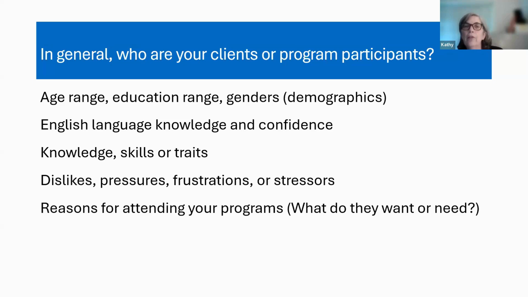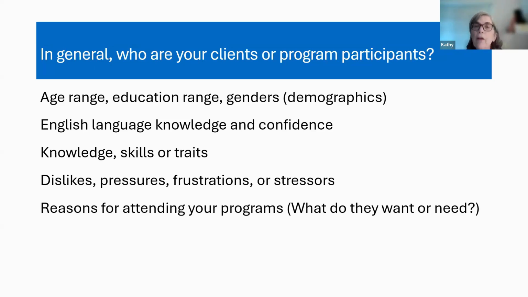And I would add to that, their knowledge in reading English is likely higher than their knowledge and confidence in speaking English. So you might want to keep that in mind as you work with them as well. What is their general knowledge, skills, or traits in life? What are their dislikes, their pressures, their frustrations, or their stressors? And why are they attending your program? What do they want to know? What do you need to tell them? What do you need to help them with?